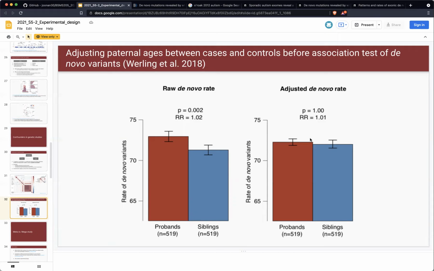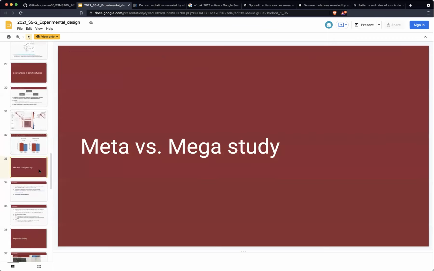Then you see there is no effect from the paternal age. Then you can find the true signal from the biological factors, right? So this is the thing you have to keep in the experimental design.